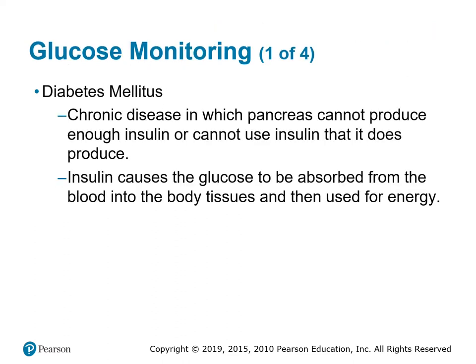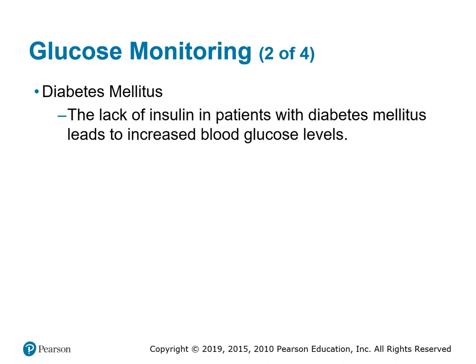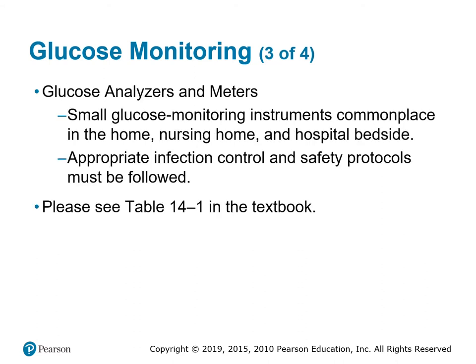Glucose monitoring. Diabetes mellitus is a chronic disease in which the pancreas cannot produce enough insulin or cannot use the insulin that it does produce. Insulin causes the glucose to be absorbed from the blood into the body tissue and then used for energy. A lack of insulin in patients with diabetes mellitus leads to increased blood glucose levels. Glucose analyzers and meters are small glucose monitoring instruments commonplace in the home, nursing home, and hospital bedside. Appropriate infection control and safety protocols must be followed. Please refer to table 14.1 in your textbook.